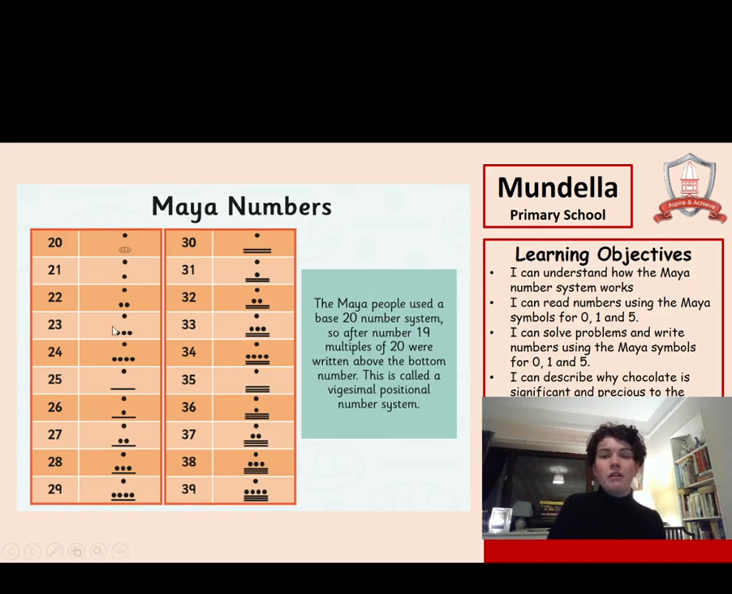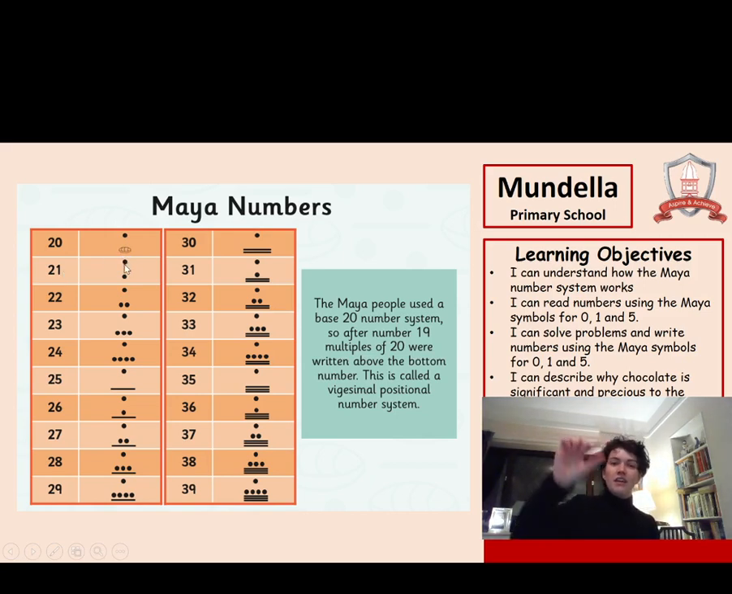And this is where it gets a little bit interesting. So for 20, we have a dot and then a shell underneath. Remember that the shell means 0. Now the Maya people used a base 20 number system, so after 19, multiples of 20 were written above the bottom number. So this is going to be the multiple of 20, so it's called base 20. So this dot represents the 20 and the conch shell is the 0.